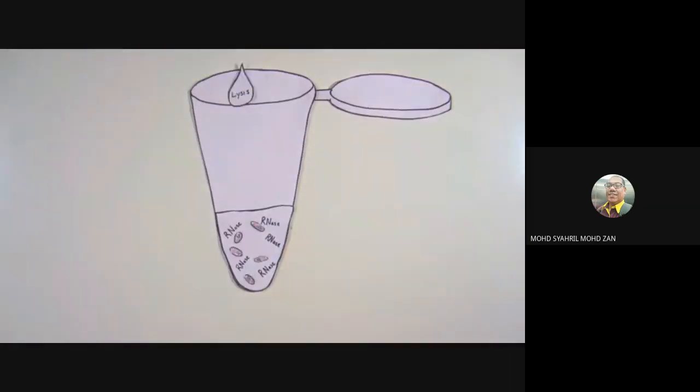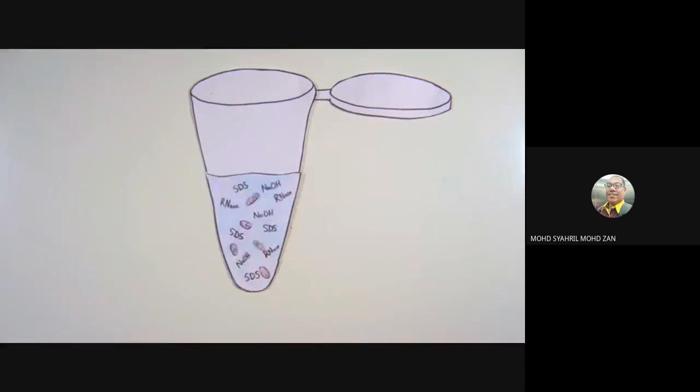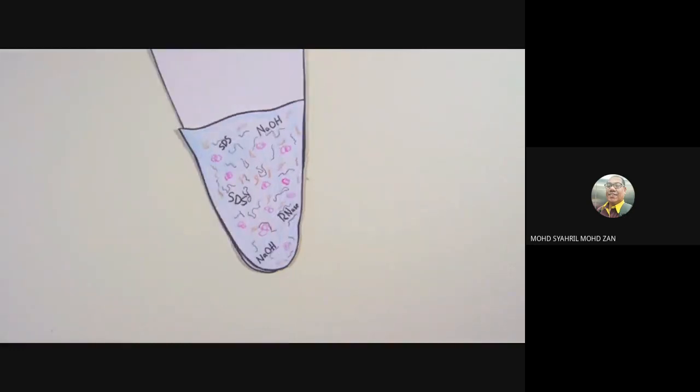The lysis buffer contains a mixture of the base sodium hydroxide and the detergent sodium dodecyl sulfate, or SDS. The SDS dissociates the lipid components of the cell. The cell membrane, which is made up of lipids, breaks open, or lyses. The contents of the cell, including the cell's chromosomes and plasmid DNA, spill out into the solution. The SDS and high pH of the solution then denature the chromosomal and plasmid DNA.